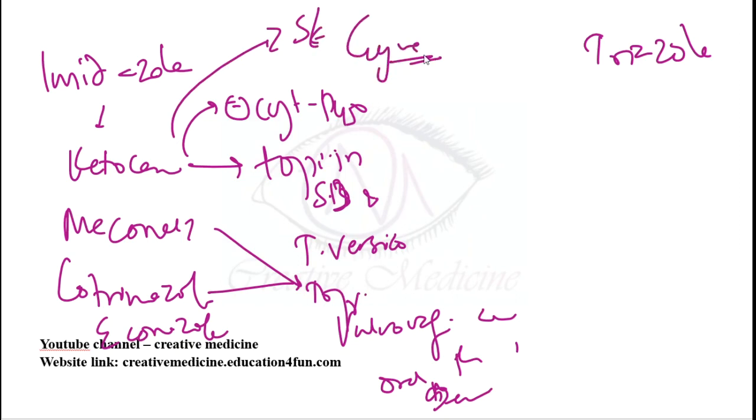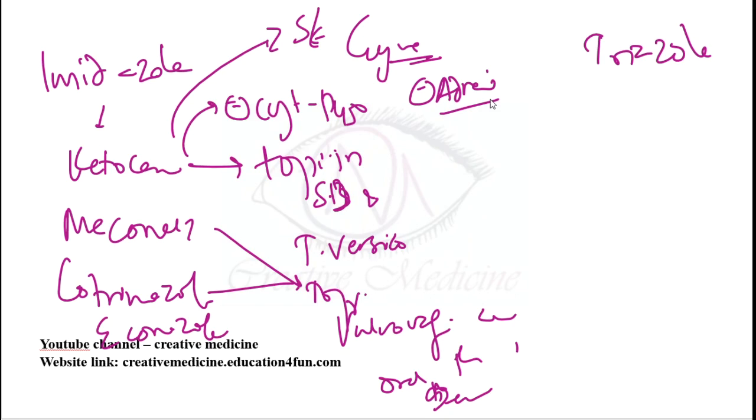gynecomastia, which is very important, and it also suppresses the adrenals, and as a result it is also used in the treatment of Cushing's syndrome, as an anti-adrenal, hormonal drug. Okay, next miconazole and clotrimazole.